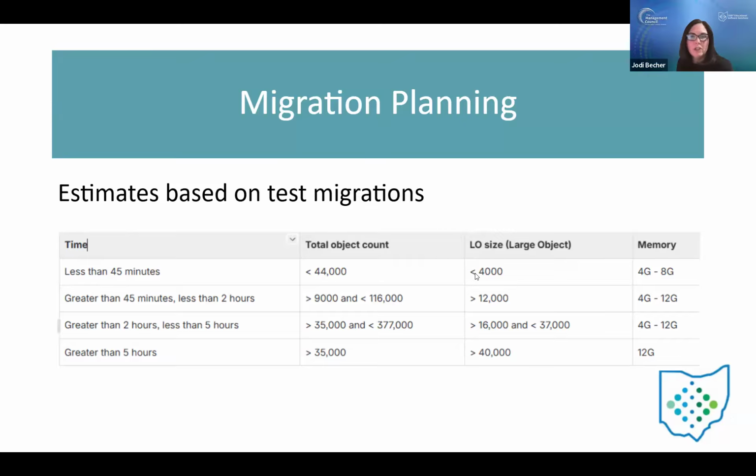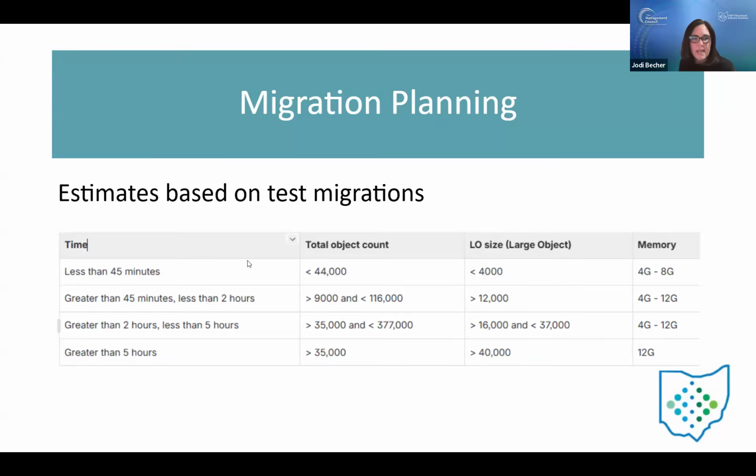But if your large object size is less than 4,000 and your total object count falls in this range, and your memory settings are here, your migration is probably going to take less than 45 minutes. Especially those smaller districts or districts that don't have a lot in their file archive compared to others. The migrations do run pretty quickly. I've had some run in 10 or 15 minutes, some in half an hour. So it just depends on what is already living in the database in that file archive.